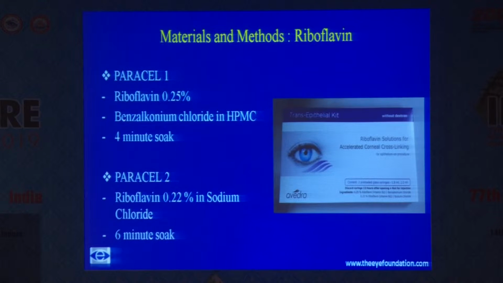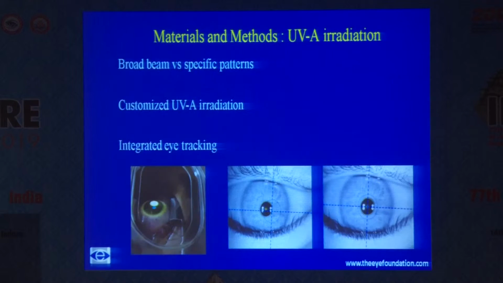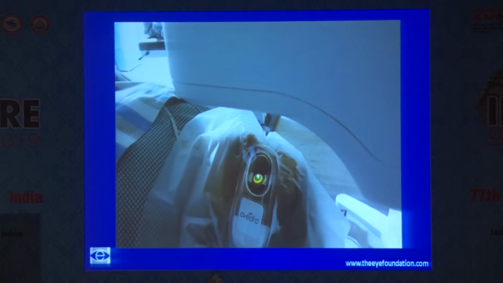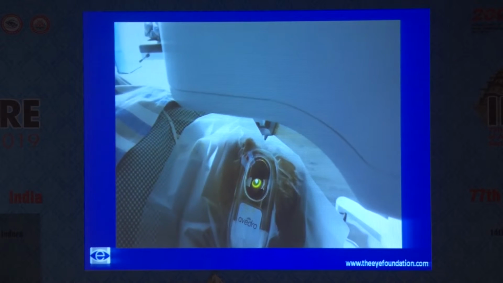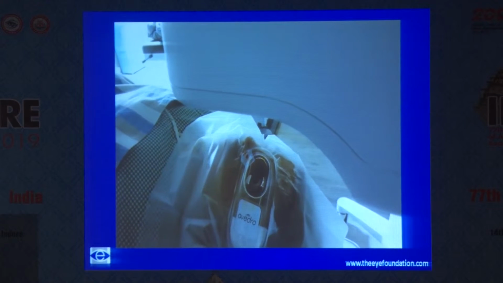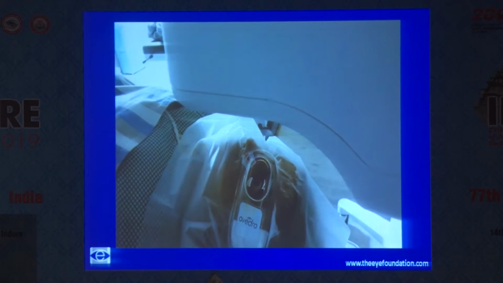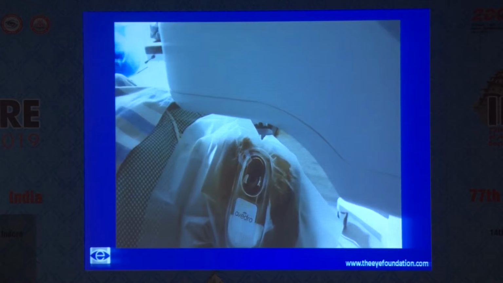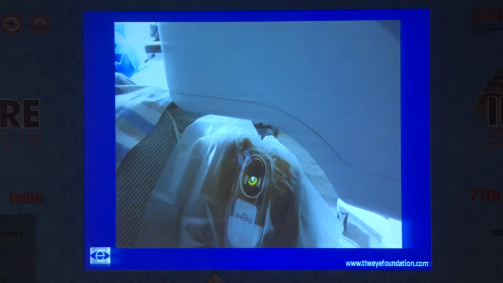excluded. So we used the transepithelial approach, which has riboflavin along with BAC for a 10-minute soak. This was then followed by customized UVA irradiation in the central 4 mm zone only. So this is a small video which shows a central 4 mm irradiation of a total of 15 joules per centimeter square in an accelerated pulsed approach. That mask you see is the oxygen supplementation, which had a concentration of more than 95% throughout the UV irradiation.